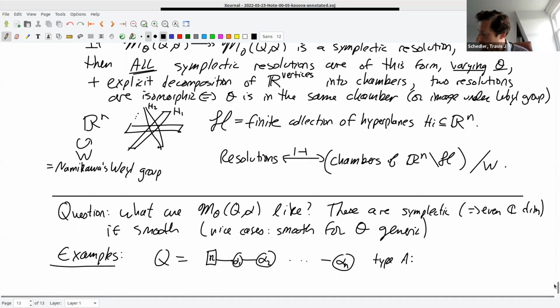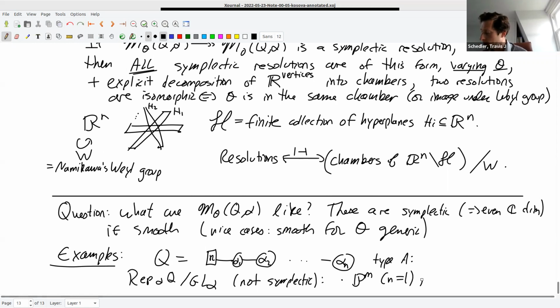we can get lots and lots of interesting spaces. So this includes, if we look at just representations of this quiver up to actions of GL, not doubling, so not symplectic, then we can get Grassmannians. We can get projective spaces. The projective spaces would be where this n, the number of vertices, is just 1.